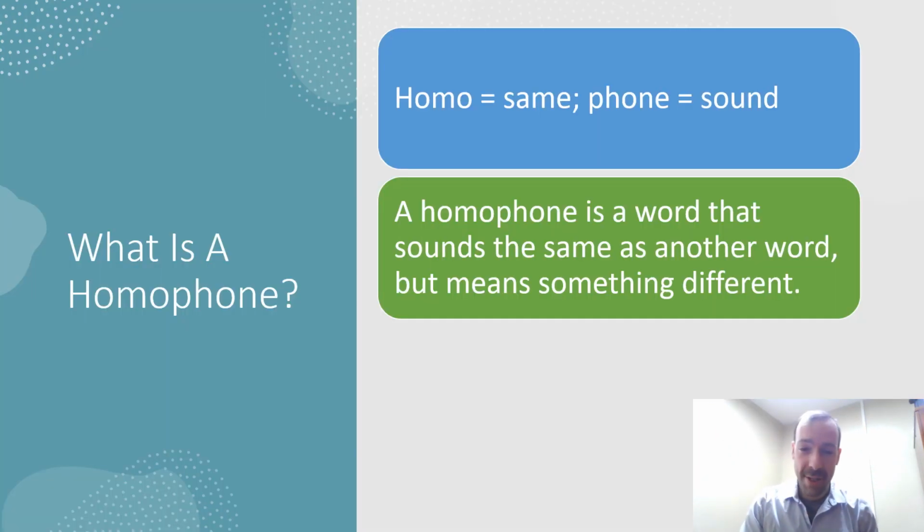Remember, a homophone is a word that sounds the same as another word, but it's spelled differently and it means something different. We're taking a look at some of the most commonly confused homophones in the English language.